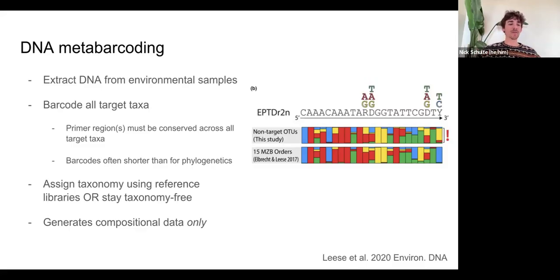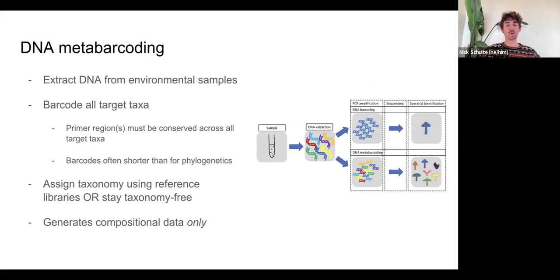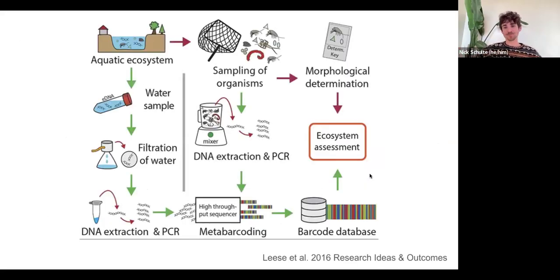And a final note on DNA metabarcoding is that it generates compositional data only, so it's relative abundance only, at least historically. And I'll try to touch on a little bit of where that is changing. This just shows you that breakdown: instead of just a single taxon here, we're breaking apart all of the DNA in a sample. DNA barcoding is just looking at one taxon, metabarcoding is everything.